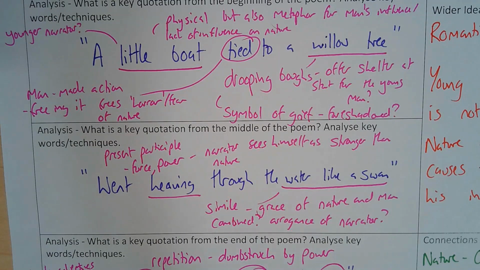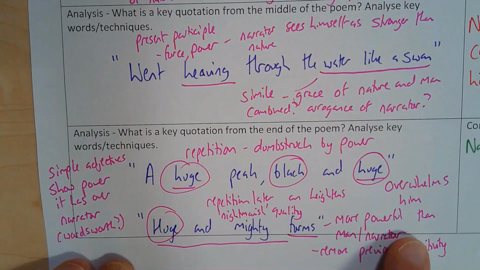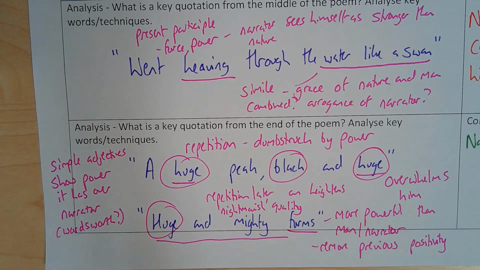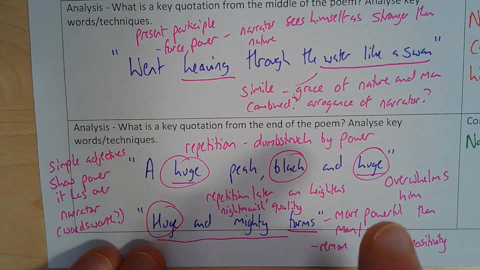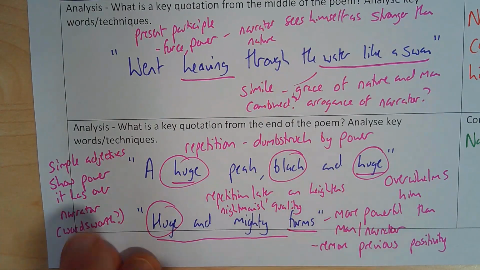And the mountain is described as a "huge peak, black and huge." It's personified, it "upreared its head," and dehumanized through the use of "it," unlike the boat that's called a "she." So you might want to talk about that use of pronoun there as well. But first of all, we've got the repetition of the simple adjectives. Huge, black, huge, mighty forms. Just showing quite simply the power it has over the narrator.